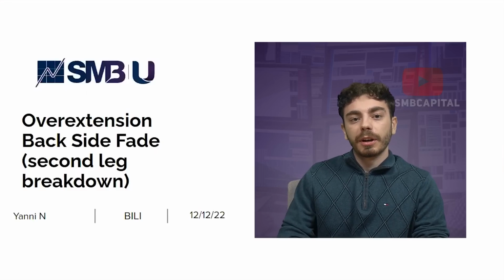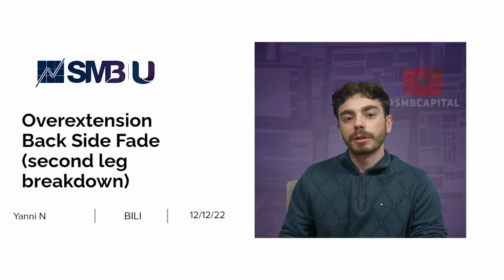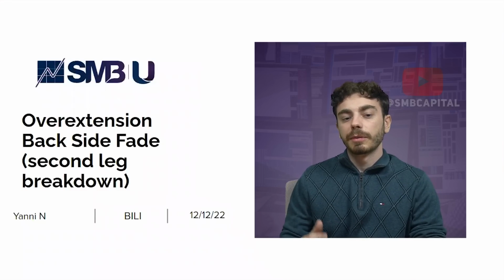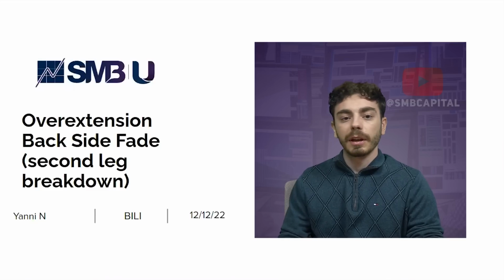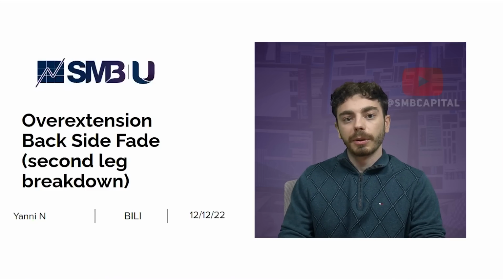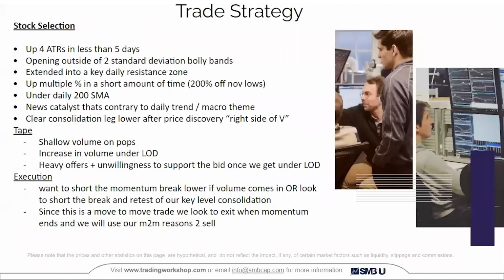So my name is Yanni. This is an overextension backside fade, and specifically trading the second leg of that. And this is on Billy. So the trade strategy is to look for an overextended stock. And the way that I define that is up four ATRs in less than 5 days. It's opening outside its second standard deviation.